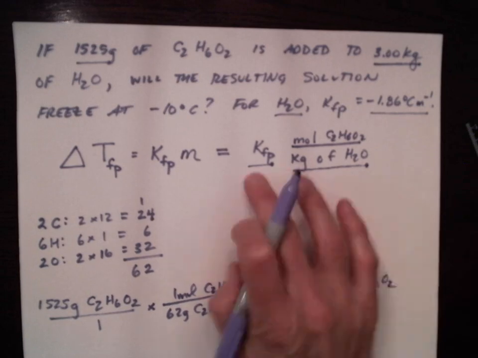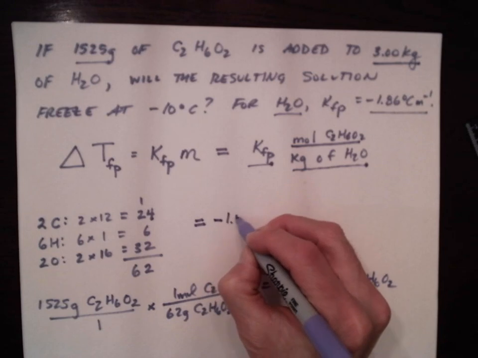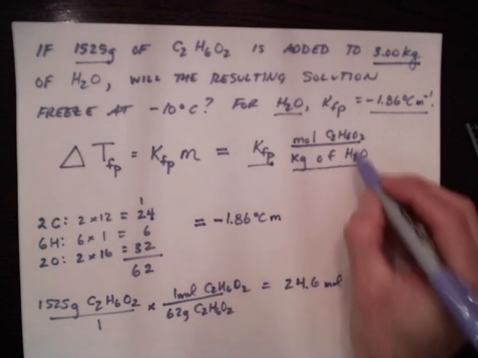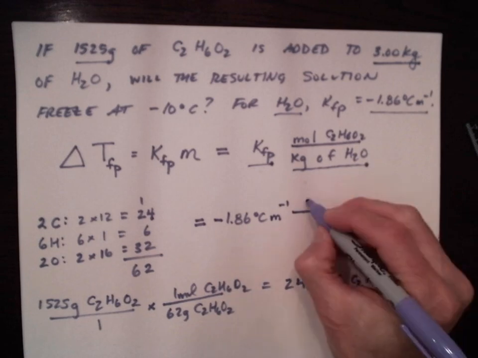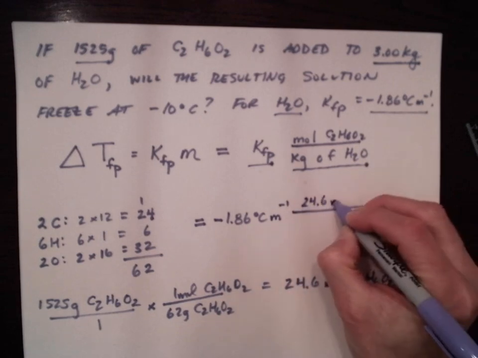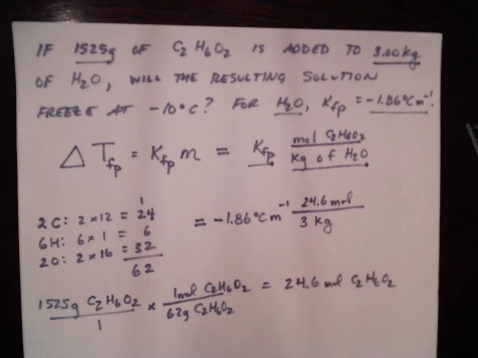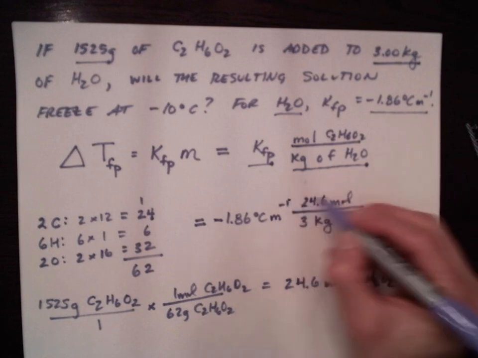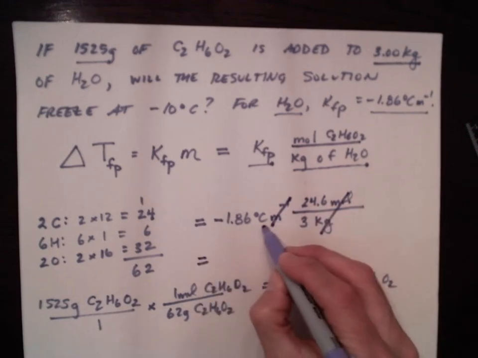So now we can plug everything in here. My freezing point depression constant is -1.86 degrees C for every molal. And then the moles of ethylene glycol is 24.6 moles for every 3 kilograms of the water. Moles of solute per kilogram of solvent, that's molality. So this molality cancels the inverse molality, and now we're going to be left with degrees Celsius, the drop in temperature of the freezing point of water.